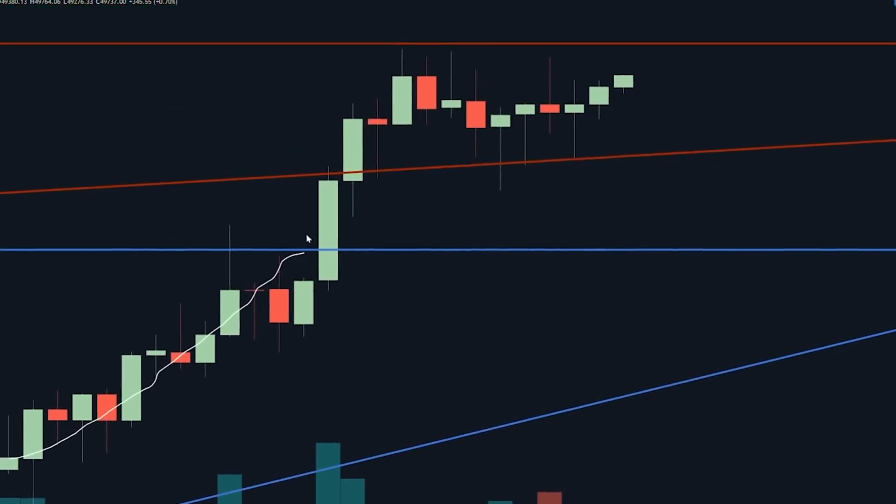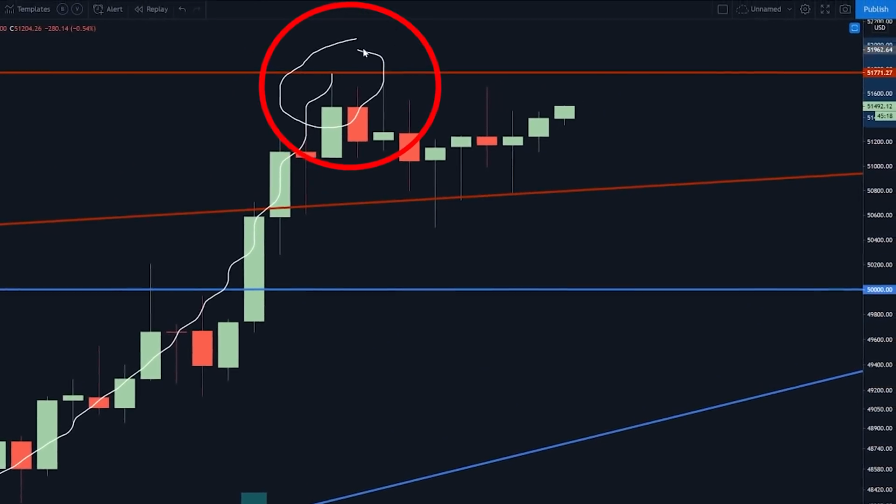Bitcoin just rallied to $52,000. Hey guys, what's going on? Jab here.